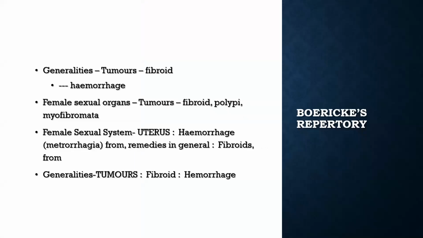Boericke repertory, we have generalities, tumor, fibroid, again with hemorrhage. If you go to chapter female sexual organs, we have tumors, fibroid, polypi, myofibromata. The same way, uterus with bleeding, remedies with fibroids or due to fibroids. That has been given as a 3rd rubric. Then generalities, tumors, fibroid from. These are the representations of fibroid in case of Boericke's repertory.